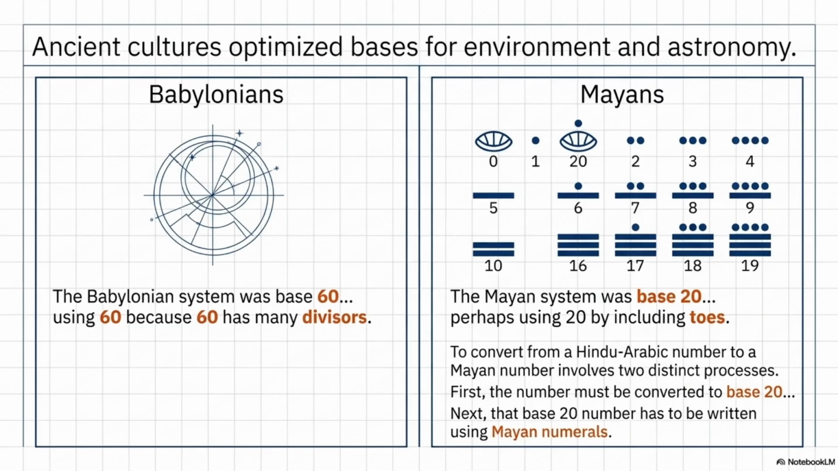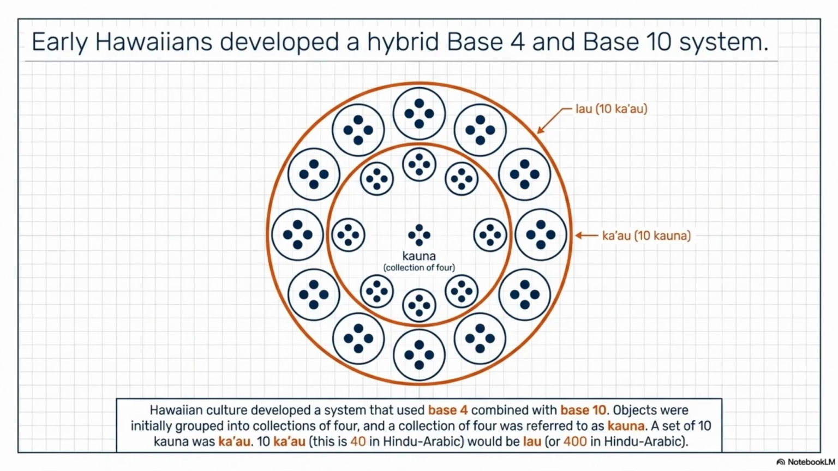So if a Mayan scribe wanted to write the number 7, they didn't need a unique symbol for 7. They just drew one horizontal bar to represent 5 and stacked 2 dots on top of it for the extra 2. It's incredibly intuitive. But then you look at early Hawaiian culture, and things get really interesting because they actually blended systems together based on their physical environment. Yes, the early Hawaiians utilized a unique combination of base 4 and base 10.